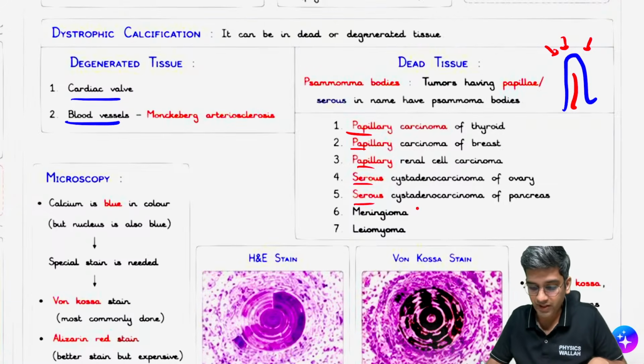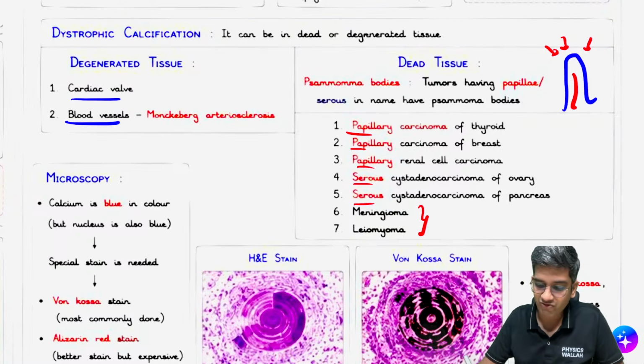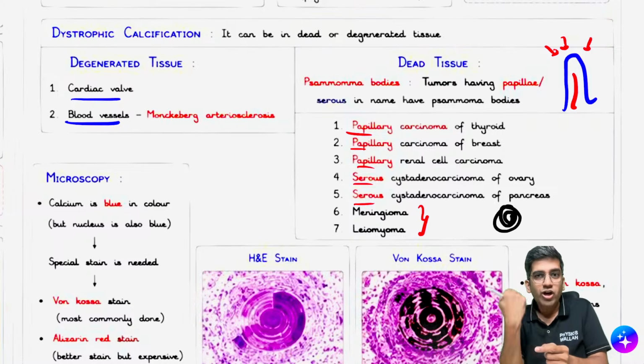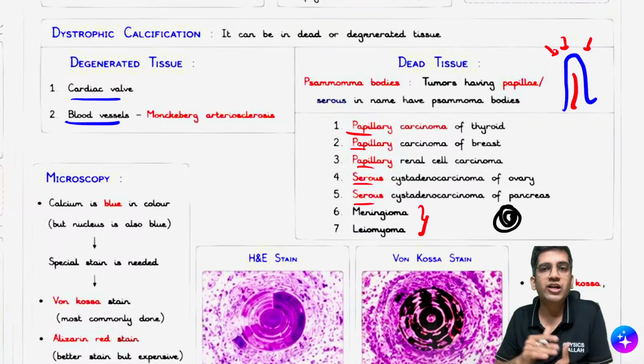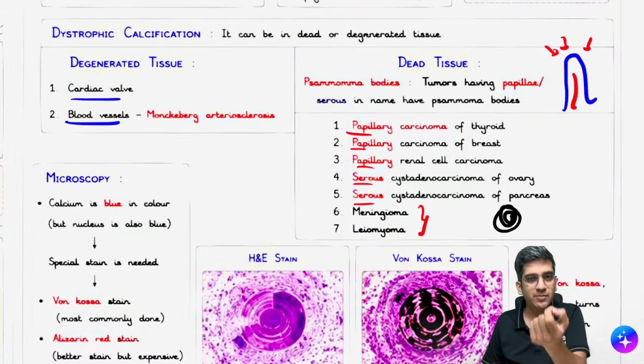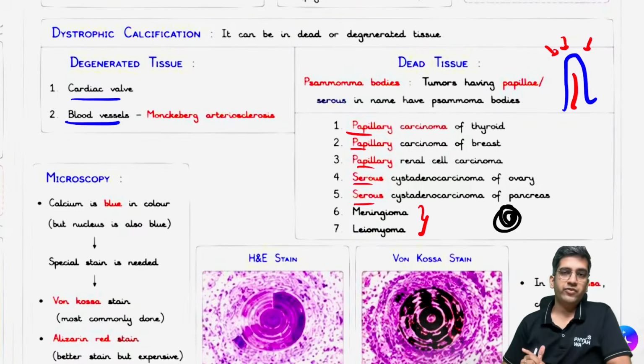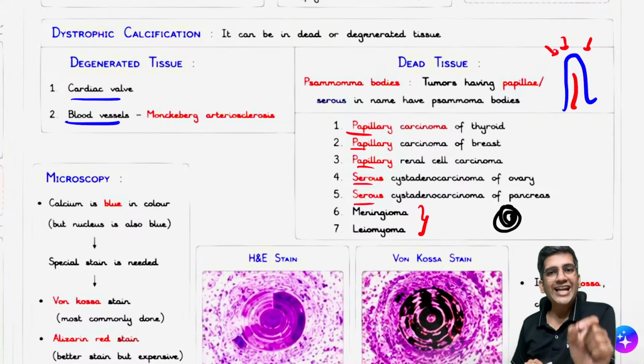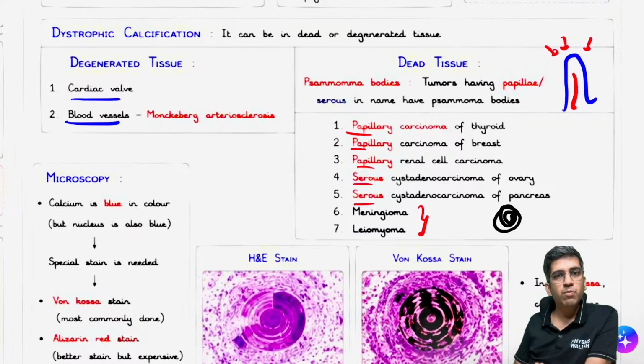Second is these two guys. These two guys have a pattern called a whorled pattern. So with whirling, the center of the whorl will not have blood supply because blood supply comes from the outside. Center of the whorl: ischemia, infarction, necrosis, calcium, calcification. That's all. So any tumor which has papillae or a whorled pattern in microscopy is bound to have Psammoma bodies. That's all. Dystrophic calcification means abnormal, degenerative, dead tissue.